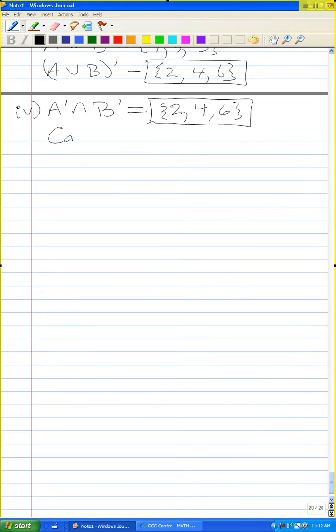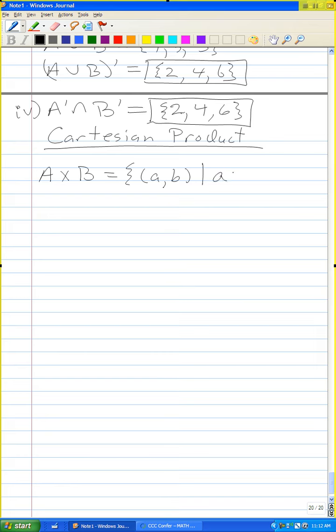Cartesian product. So the Cartesian product between the sets A and B is a set of ordered pairs, (a, b), such that a is in the set A and b is in the set B. And so, note that the Cartesian plane is just the cross product between the real line and itself.